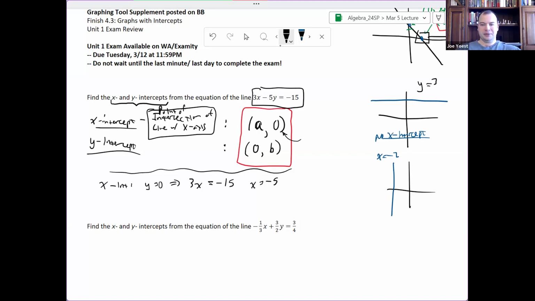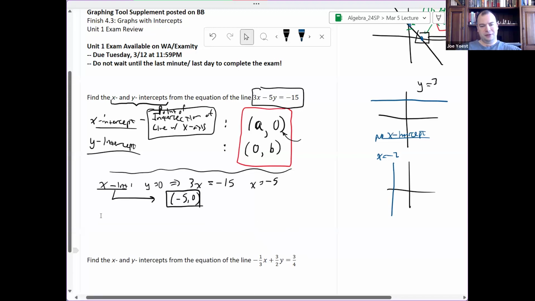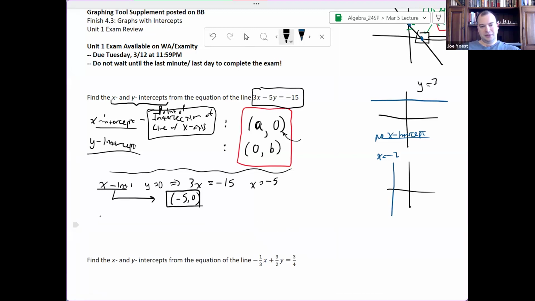And here's where I might be tempted to just, if I was on WebAssign and it said, what's the x-intercept? I might just plug in -5. But remember, the x-intercept is a point, -5, 0. So we just have to be a little careful with that syntax.